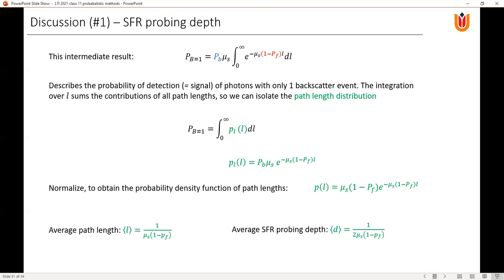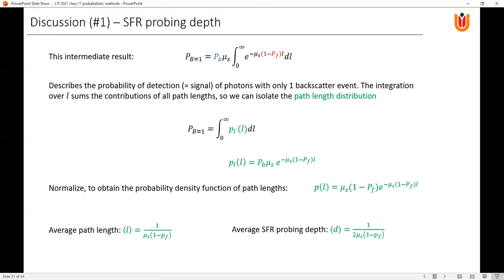This would be the probability density function of path length L, for all the photons that have traveled any number of scattering events, but with only one backscatter event. So that would be the situation. If you have this probability density, you can calculate the expected value of the path length. That would mean multiplying this function with L, integrating it over 0 to infinity, and the result is given here.